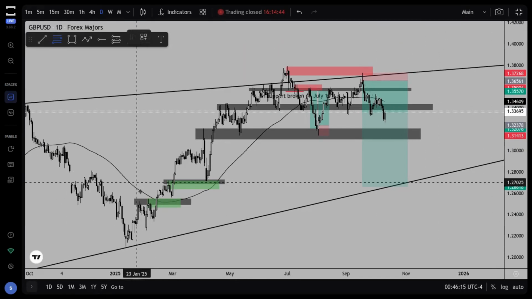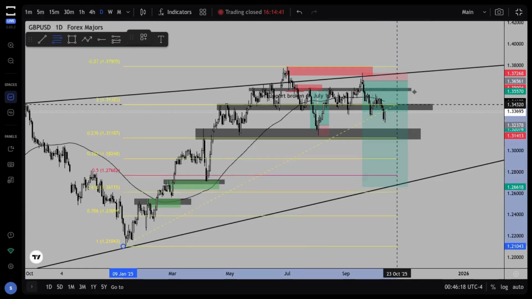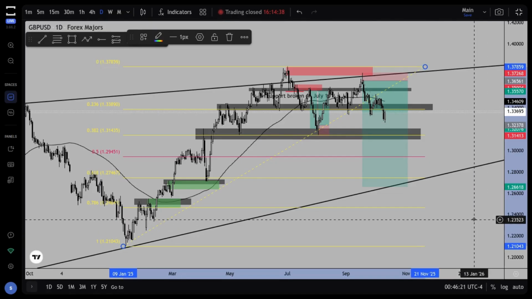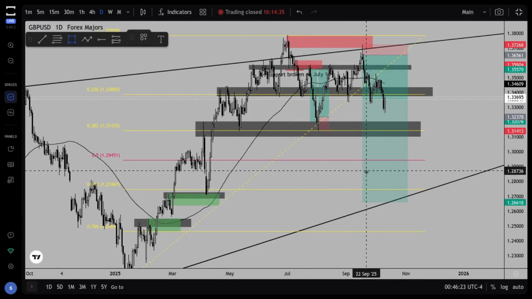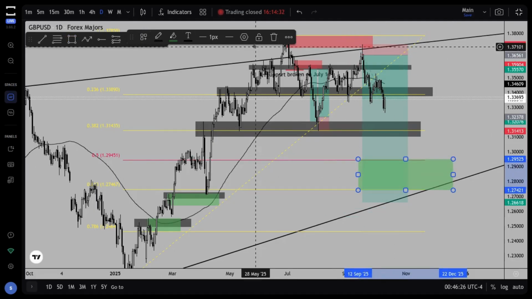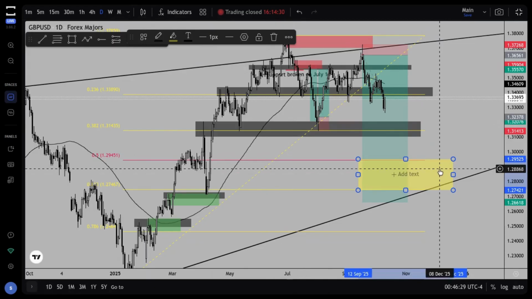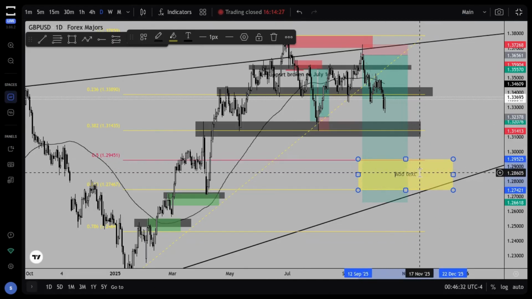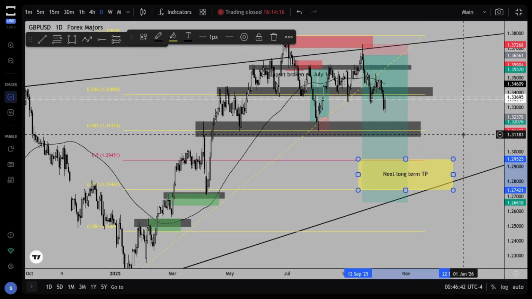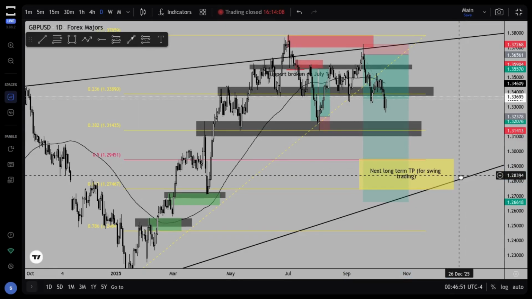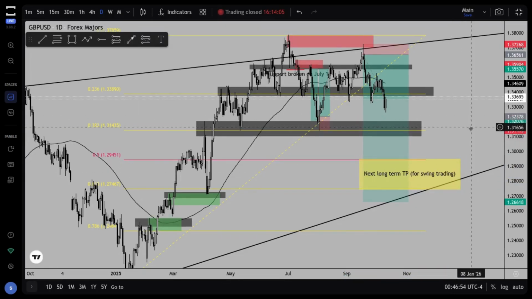And zooming out, I do look forward to go to the bottom trend line, although it's not absolutely necessary. Because of course, if you throw a Fibonacci on it, that area between the 50 and the 61.8% is usually like a golden area to buy from. So all of these confluences pretty much let you know that this could possibly be the next long-term take profit for swing traders.